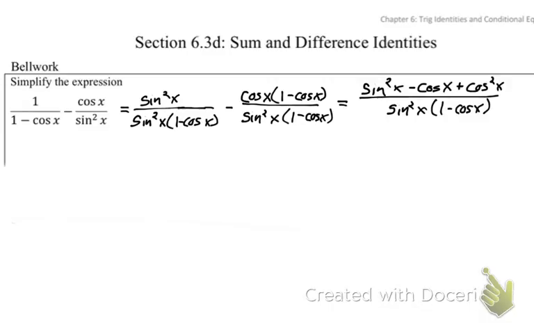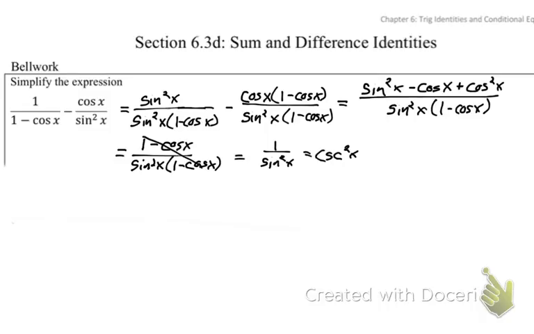So picture me putting this cosine on the other side next to this sine. I have sine squared plus cosine squared equals 1. So moving down a little further, we have sine squared plus cosine squared is 1 minus cosine of x all over sine squared x. That was a terrible squared, but we're going to leave it. 1 minus cosine of x. My numerator and denominator turn to 1, which equals 1 over sine squared x, which equals cosecant squared x.